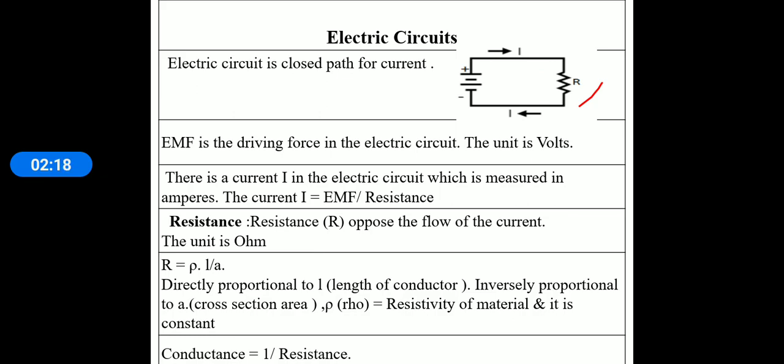The resistance R is given by rho into L by A. The resistance is directly proportional to the length of the conductor and inversely proportional to the cross-section area A, and rho is the resistivity of the material and it is constant. Another parameter of the electrical circuit is conductance. Conductance is the reciprocal of resistance, that is, conductance is equal to 1 by resistance.